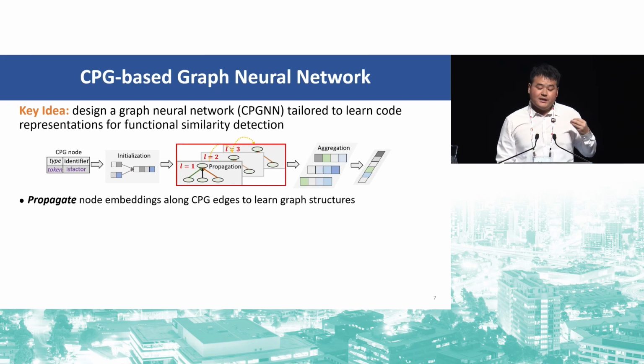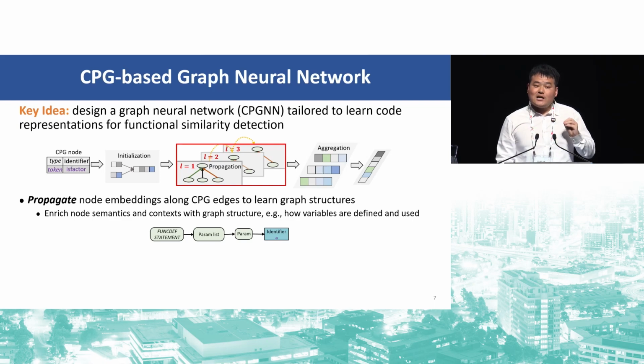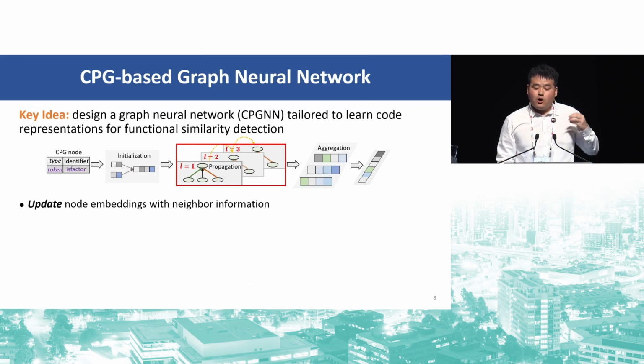After that, we propagate node embeddings along code property graph edges to learn graph structures. Here, one question comes up: why do we need to learn the graph structures? That's because graph structures can enrich node semantics and contexts in the code property graph. For example, this is a multi-hop path from the code property graph. From the multi-hop path, we can know identifier A is used as a function argument in the program. So we propagate neighbor information along the CPG paths. Having obtained the information passed from the neighbors, we update node embeddings with this neighbor information.